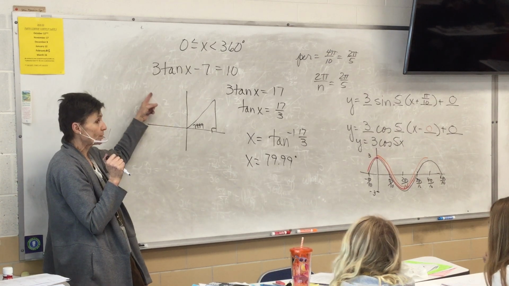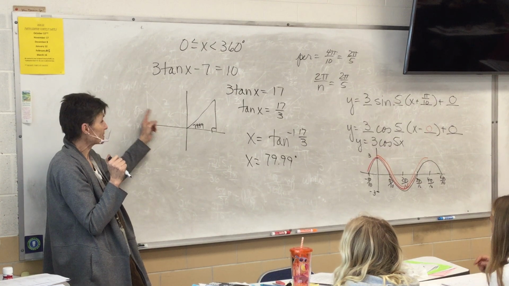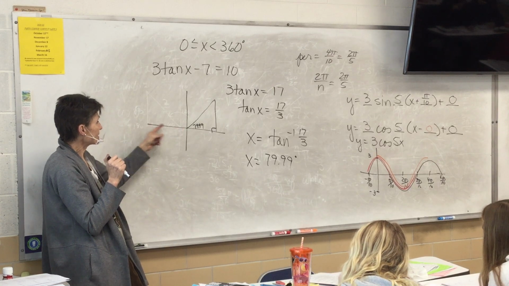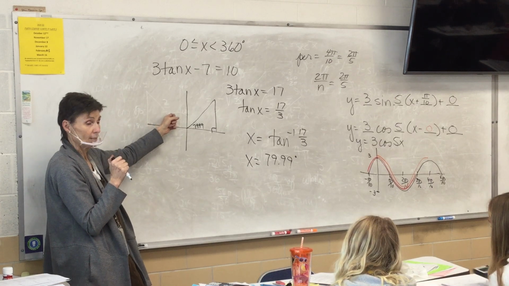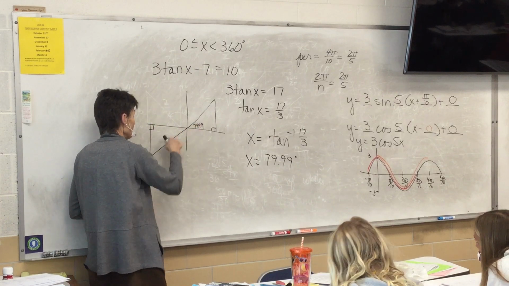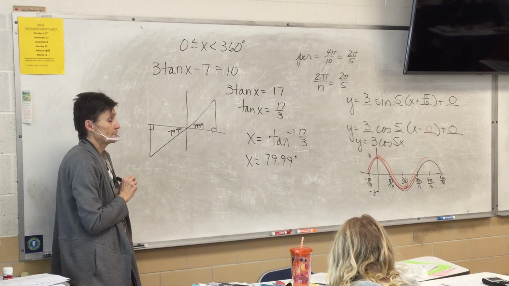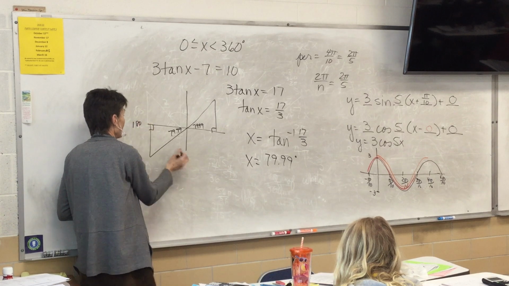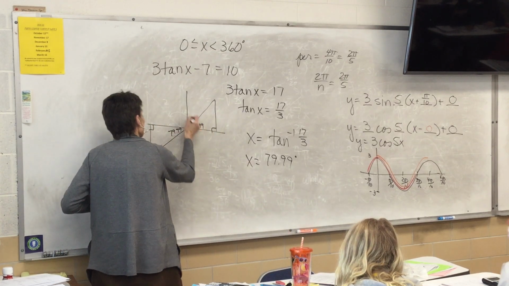Are there any other angles that would have a positive 17/3 tangent? What about here? Would this tangent be positive here? No, because it's opposite over adjacent, it would be positive over negative. What about down here? Would this angle have a positive tangent? Yes, because it's negative over negative. So now I've got the same triangle down here, but the answer isn't 79.99 again. This answer is between 180 and 270. This answer is this angle.